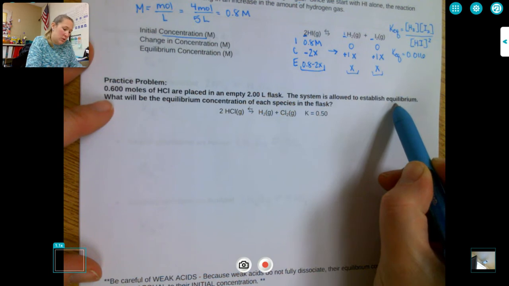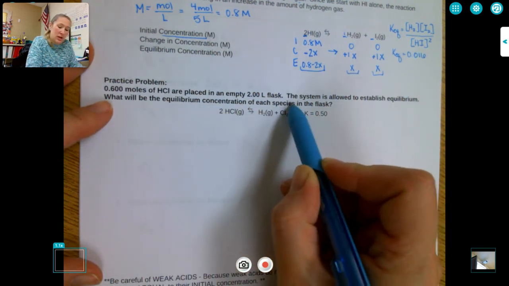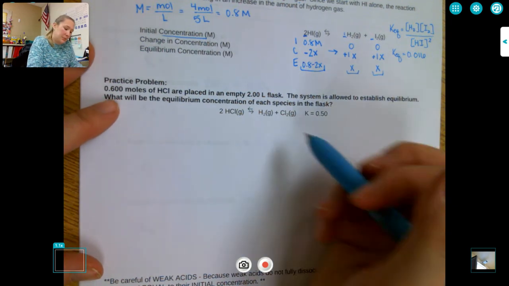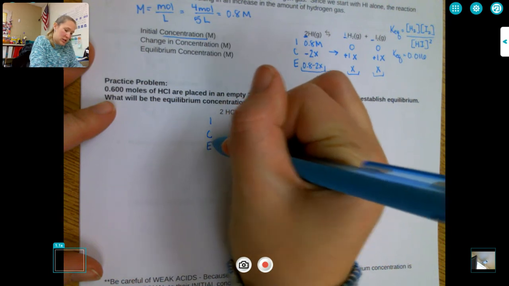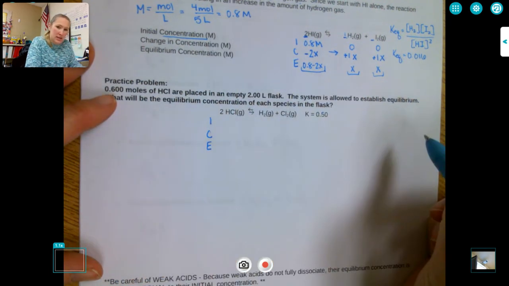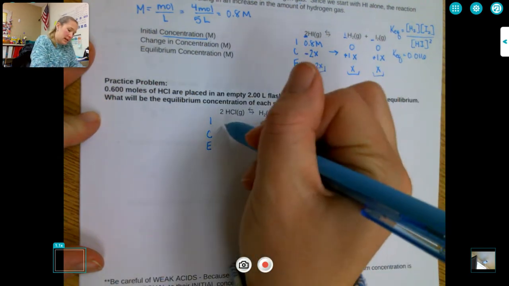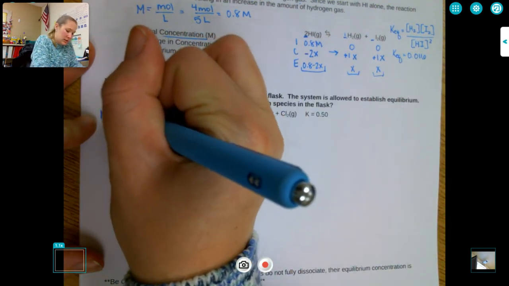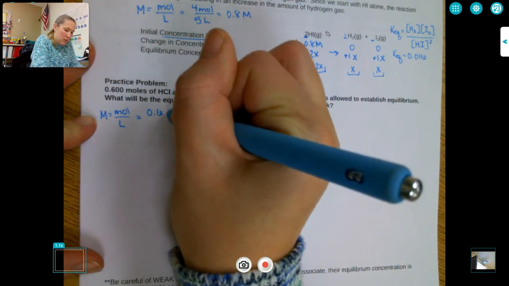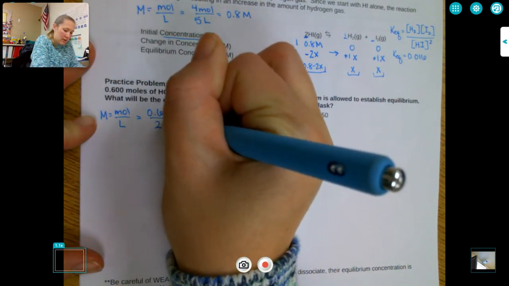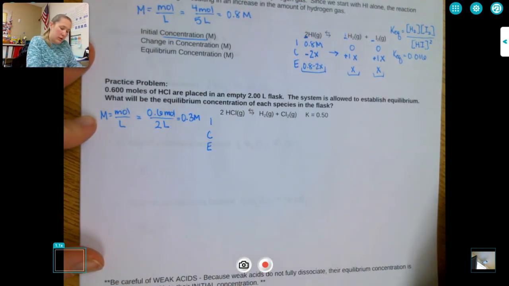System is allowed to establish equilibrium. What will the equilibrium concentration of each species, that just means each compound, in the flask be? Given my balanced equation, I know that I have initial concentrations, right? I'm initially doing this, so that means I need to create my ICE chart. Remember, I want concentration, which is moles per liter. I'm given 0.6 moles. I have 2 liters, which means I have 0.3 molar to start.